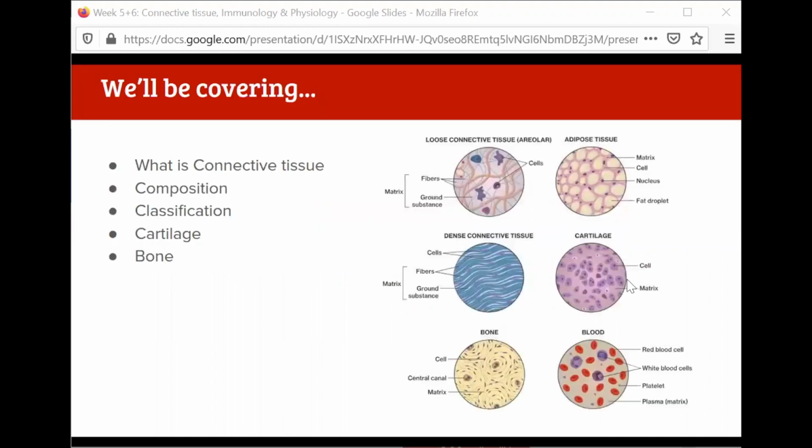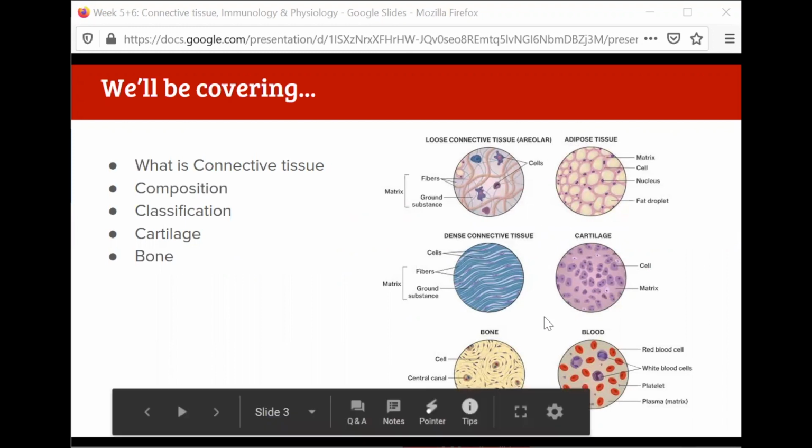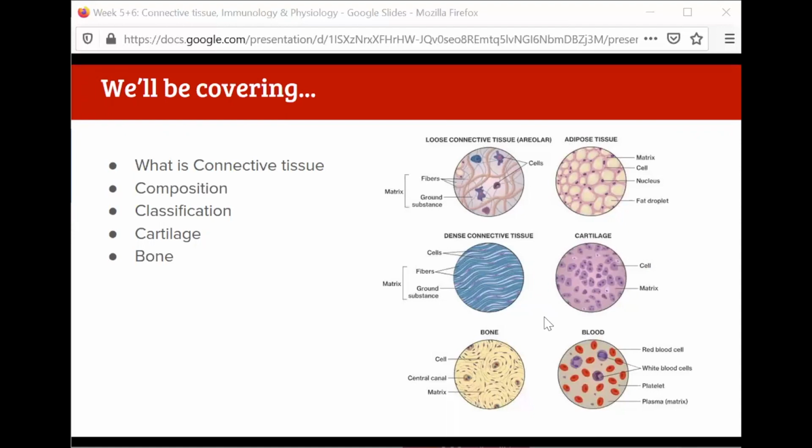We'll be covering what is connective tissue. We'll be talking about its composition, classification, and then finishing off with a bit of talk about cartilage and bone. Just on this right-hand side here, we'll end up talking about areolar tissue, adipose tissue. You've got dense connective tissue, cartilage, bone, and blood. And this is just the graphic representation of what these tissues would look like histologically, under a microscope.